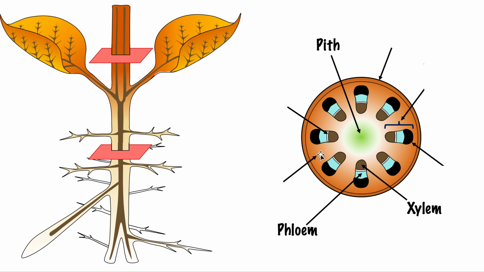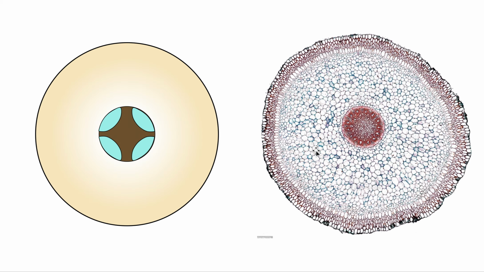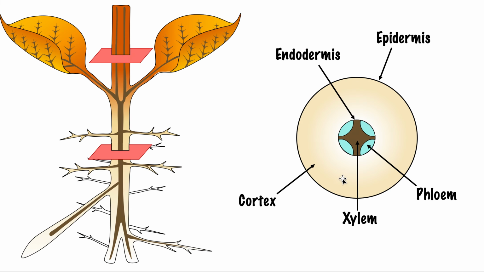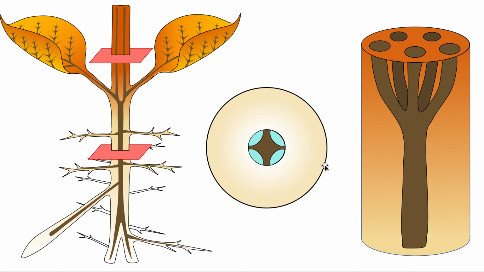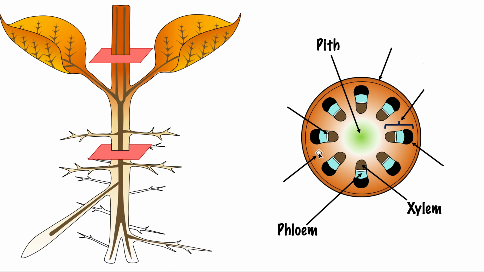Now, again, this is the cortex. So if we go back to this image, this was the cortex. Everything around the xylem and the phloem was the cortex. That's the same here. So the cortex is still everything around the xylem and the phloem. It's just that there's less cortex now because the xylem and the phloem branched out many times.